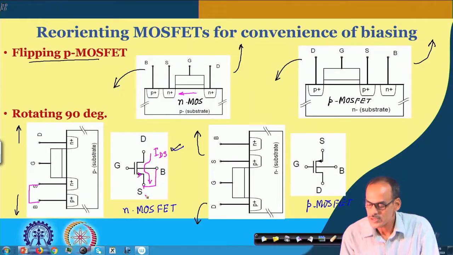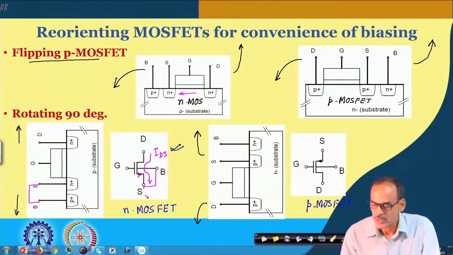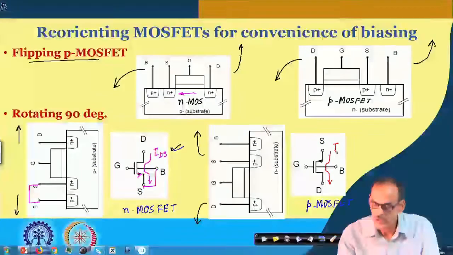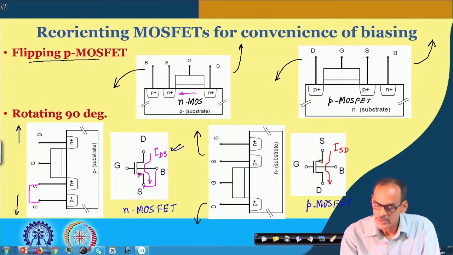On the other hand, if you see the symbol of the PMOS, here also we place an arrow, but if you see the polarity of the arrow, it is from source towards the drain. Of course, that is also consistent with the actual current flow, and since the current is flowing from source to drain, we call this ISD. And as I said, this arrow is consistent with the current flow.